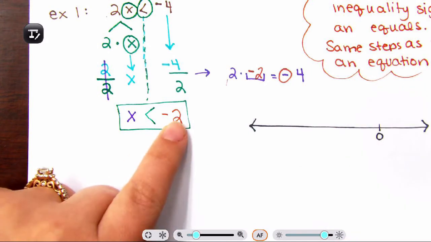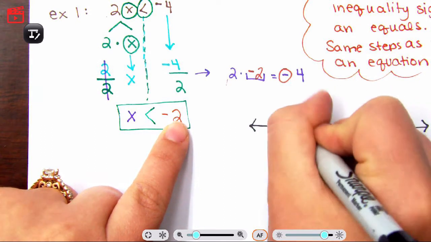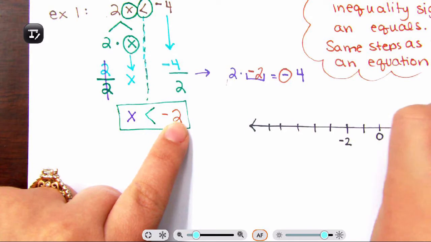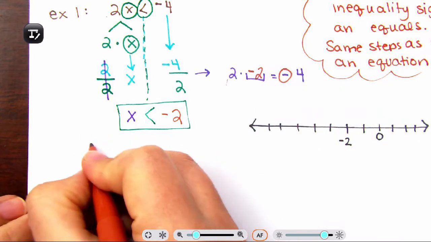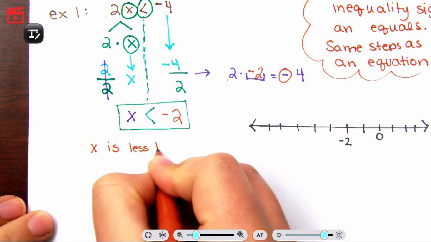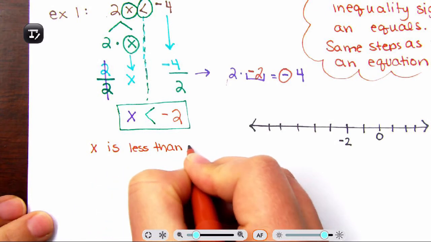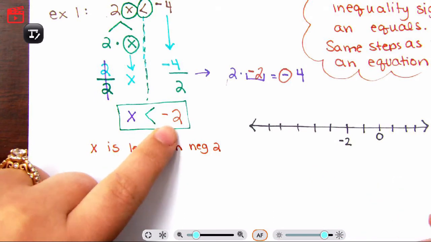Our goal is to get negative 2. Negative 1, negative 2. I'm going to throw in some more dashes here on both sides of 0. Okay, I'm going to read it. I'm going to translate this. Again, like I said before, translating is super duper duper, but duper important in math. This is x is less than negative 2. So find negative 2. Here it is.